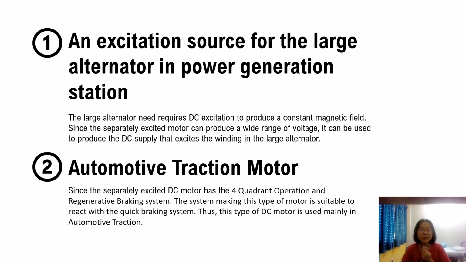Besides, separately excited motor can also be applied as automotive traction motor. Since the separately excited DC motor has the fourth quadrant operation and regenerative braking system, this type of motor is suitable for quick braking systems.